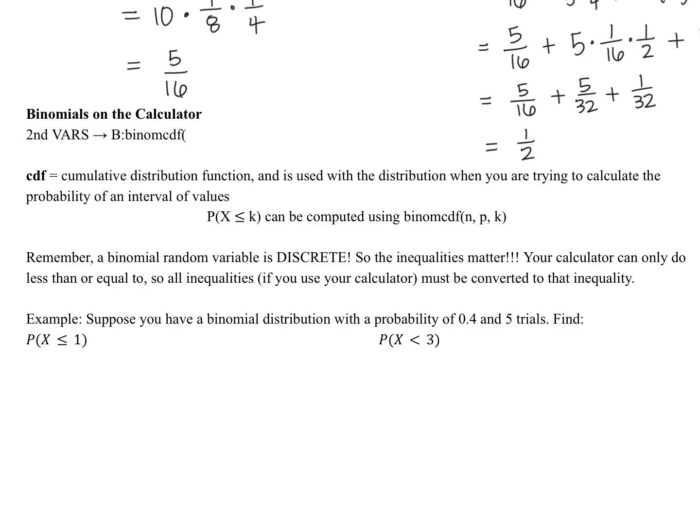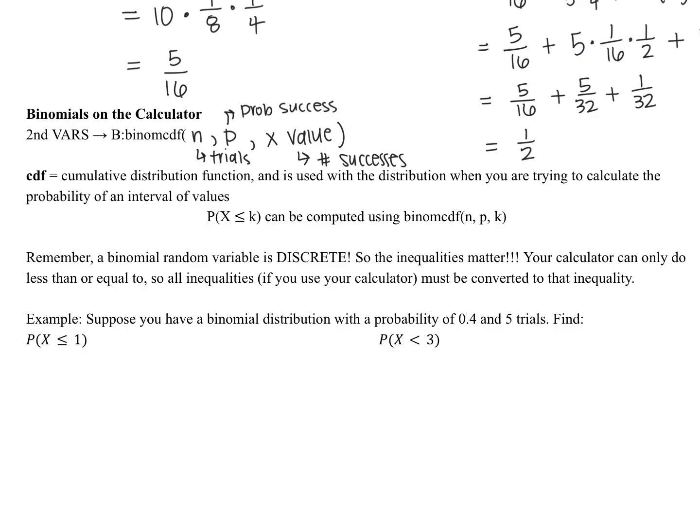So if you hit second and then vars, and then you go to the letter B, which is towards the bottom, it's binom CDF. And then all you need are N, which is your number of trials. You need your P, which is your probability of success. And then you need what they call your X value, which is your number of successes. It's what we call K, but in the calculator, they call it the X value. So you need those 3 things.